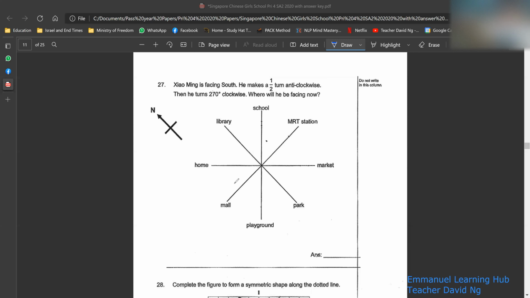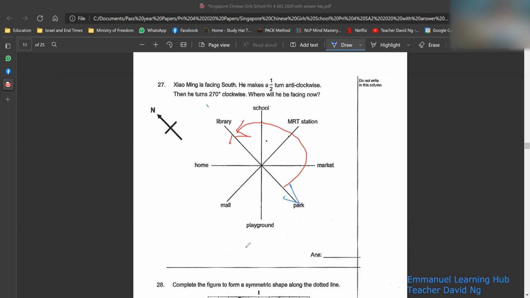Okay, now I go through with you. Xiaoming is facing south. North is here. North is library. Face south means he's at the park, right? Okay, he's facing the park. He makes a half turn anti-clockwise. It means reach the market. He makes a half turn anti-clockwise. Agree?